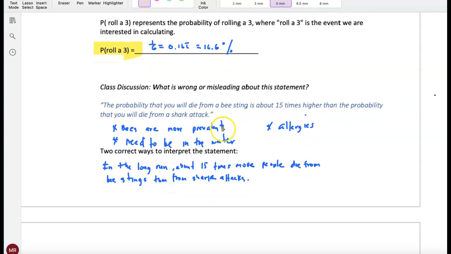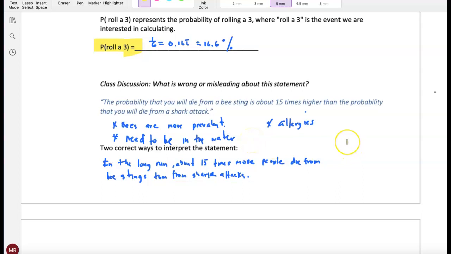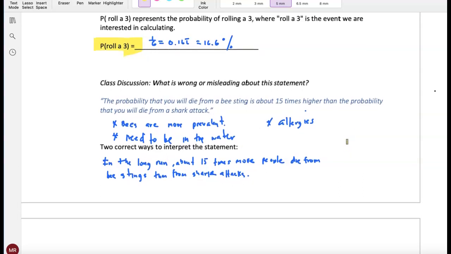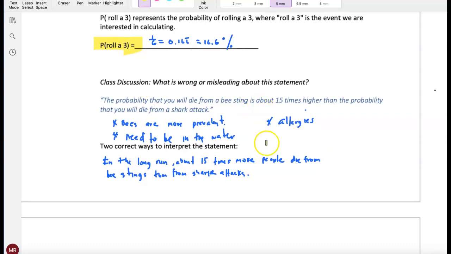So what's misleading? Well, it's probably because bees are more prevalent. We see bees, we're more likely to be around bees, and people have allergies to bees. You need to be in the water to be attacked by sharks. If you never are in the water, you're not going to be attacked by sharks. So with statements like this you've got to be careful because of these underlying variables, these lurking variables, which we talked about in an older module.